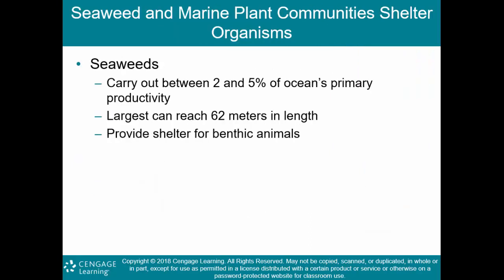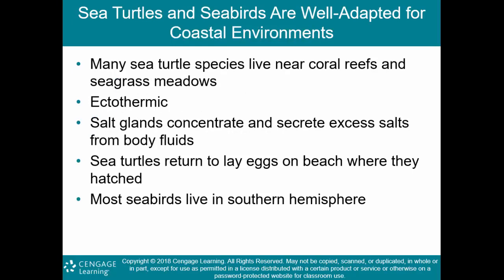Seaweeds are another community here. They carry out about 2 to 5% of the primary productivity, meaning photosynthesis. They can be very, very long, 180, 200 feet long, some of the biggest kelp. And of course, they do provide shelter for benthic animals. And some pelagic animals also hang around in kelp beds.